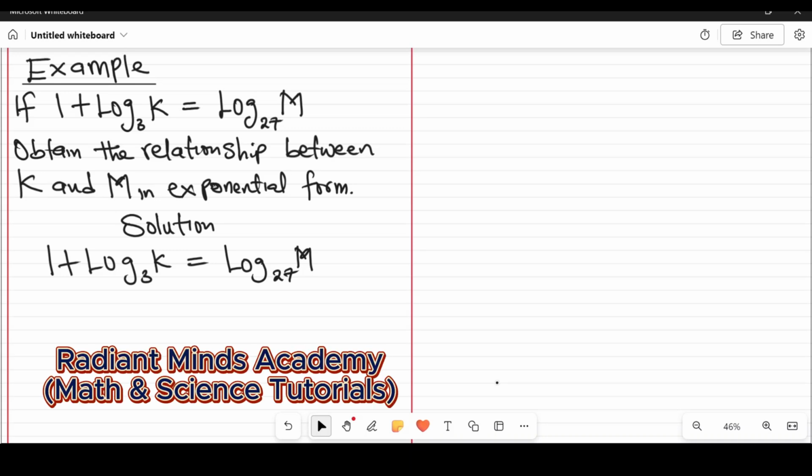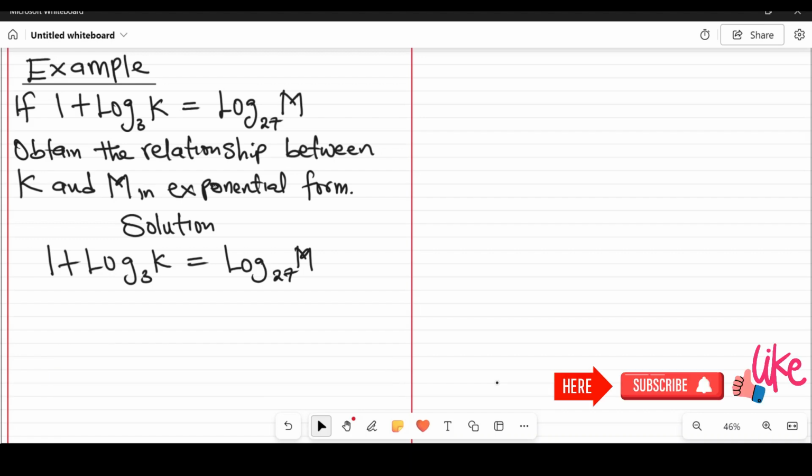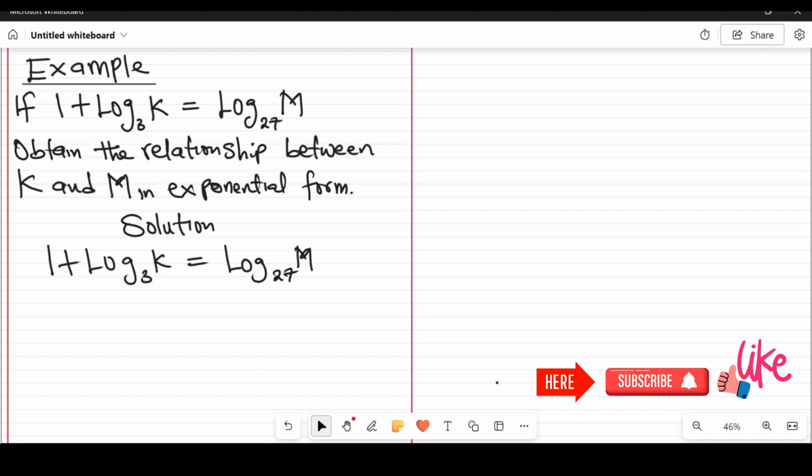In this video, we are given a question to obtain a relationship between k and n if 1 plus log k to base 3 is equal to log n to base 27. How do we solve this? First, we have that 1 plus log k to base 3 is equal to log n to base 27.